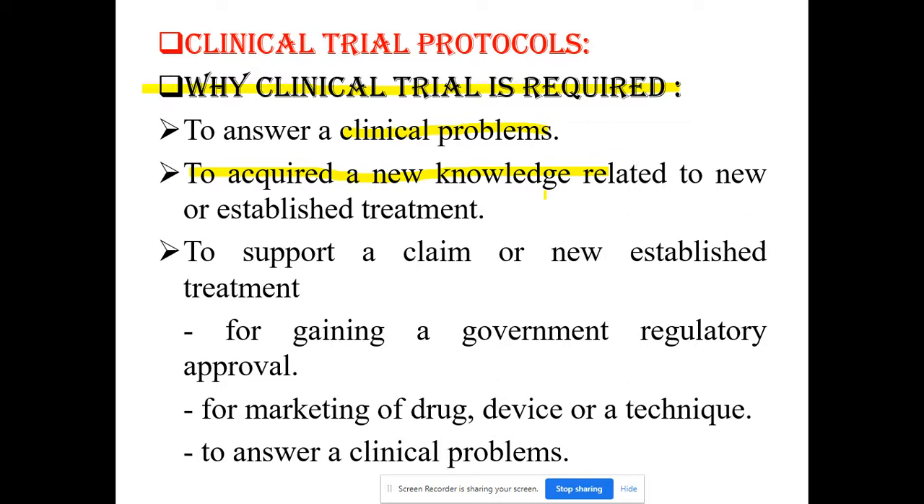Okay, so the third point on this slide: a clinical trial study is necessary to support a claim of the newly established treatment. It is also useful for gaining government regulatory approval.